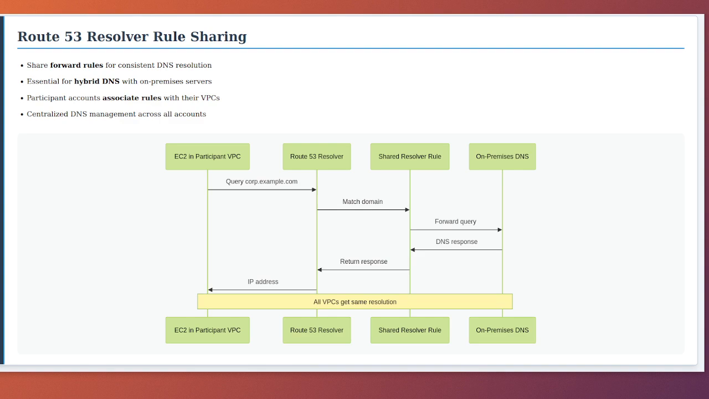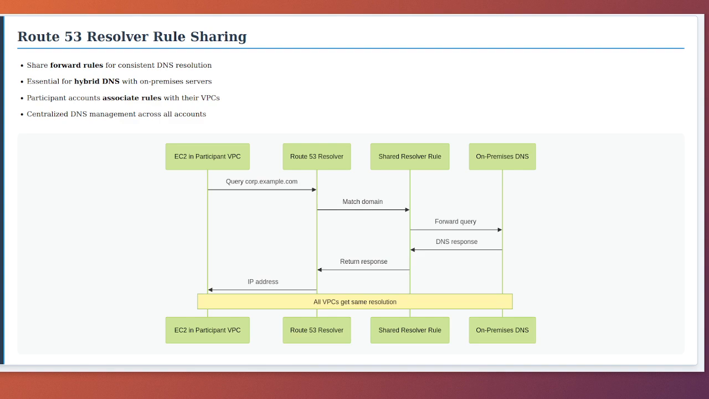Another common use case is centralized DNS management. You might have different resolver rules for different environments. Development accounts get a rule that forwards to development DNS servers, while production accounts get a rule for production DNS servers. By creating different resource shares with different principals, you can control which accounts receive which rules.